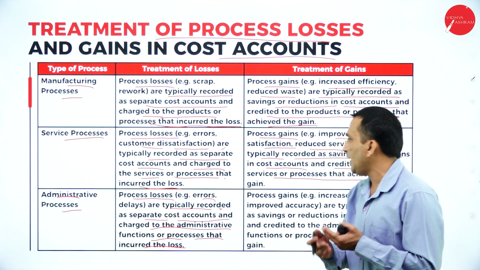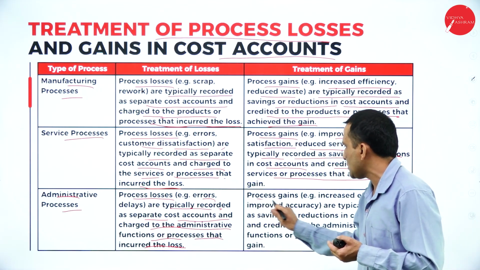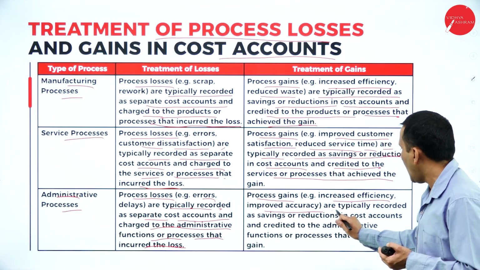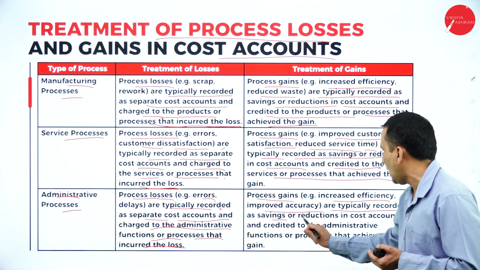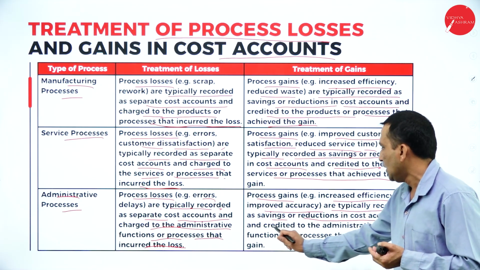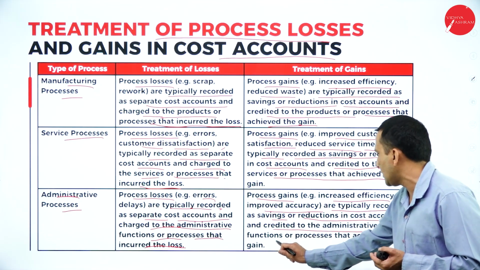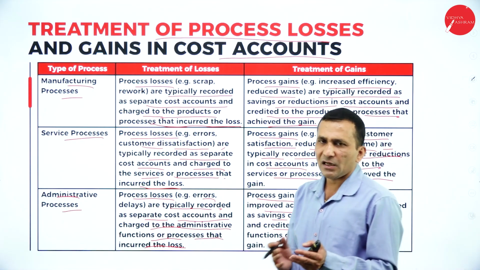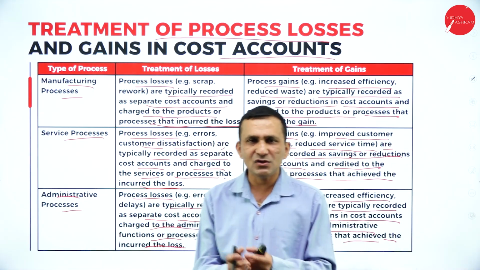In case of treatment of gain, an administration process gain increases efficiency and improves accuracy. We typically record the savings and reductions in the cost account and credit them to the administration functions or process that achieved the gain. So here we are getting a lot of differences.